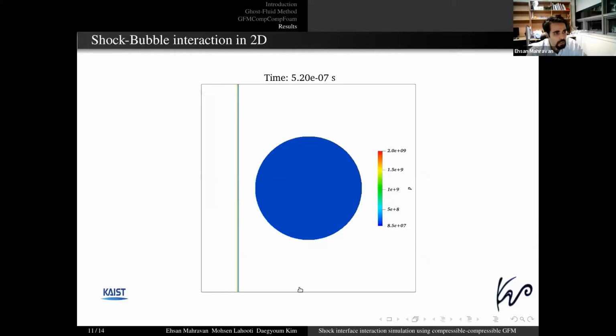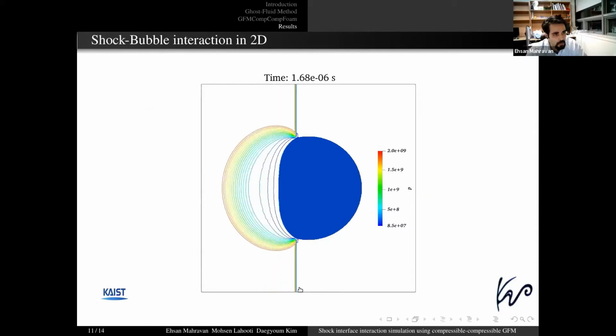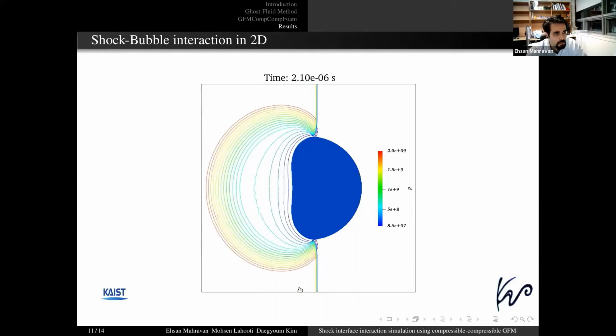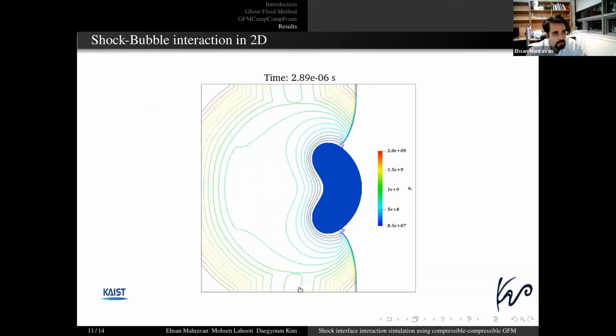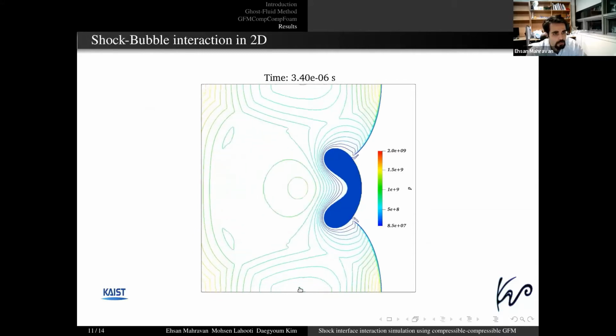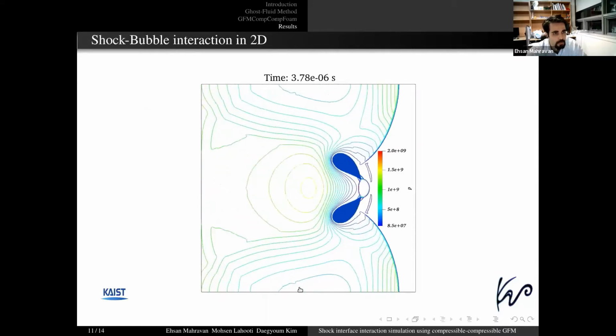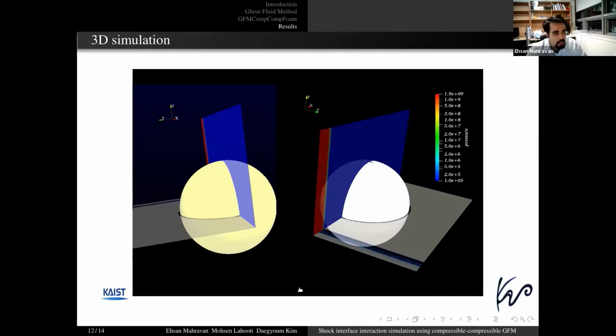Here is the simulation. The shock wave first impacts the bubble on the center line, gives a larger acceleration along the center line, which later turns to a liquid jet penetrating the bubble and eventually splits it into two parts. And here is a simulation in 3D with the same parameters.